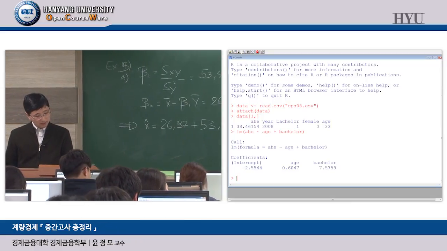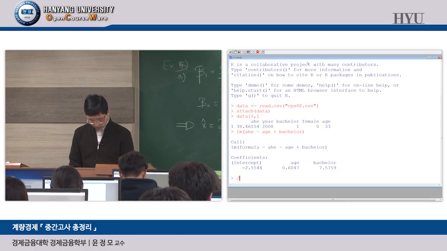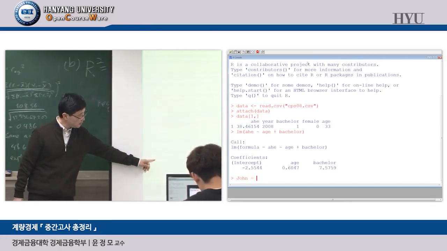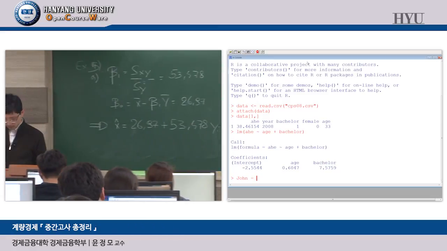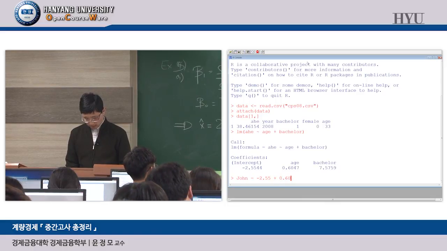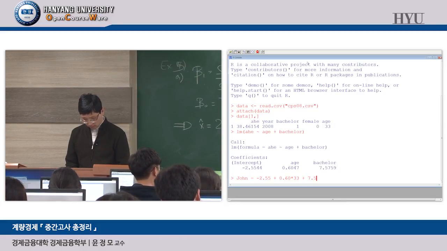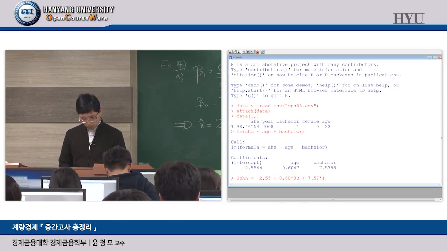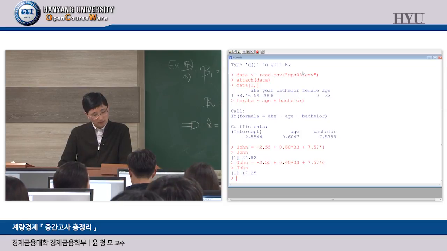Part B, John is a 33-year-old college-educated worker. Predict John's earning. So this is how I do it. The idea is that we use the regression line. This is slope, this is intercept. You have two slopes. So you have beta null hat, beta 1 hat, and his age is 33. Beta 2 hat, and by the way, he is a college graduate. So his bachelor dummy is 1, right? So this is going to be his predicted income.